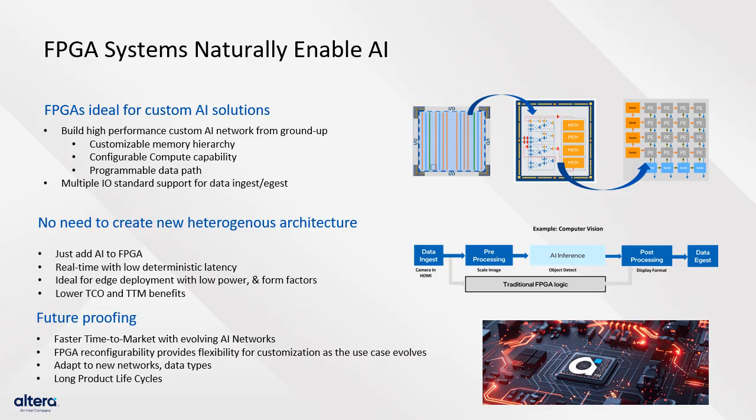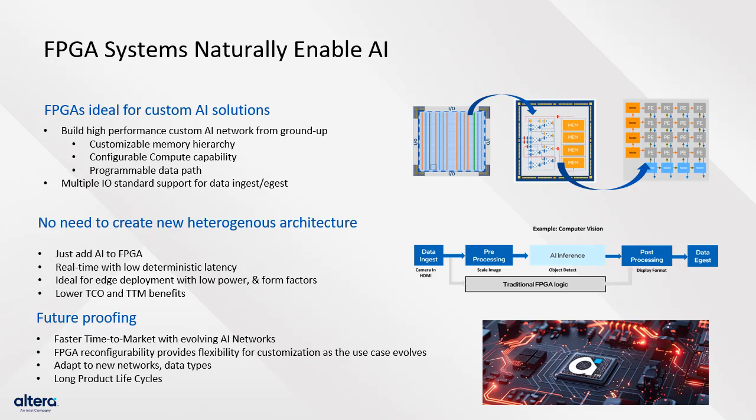FPGA systems naturally enable AI. FPGAs, with their thousands of DSP blocks for compute, offer programmable data path. FPGAs, with their variety of memory hierarchies, offer customizable memory structures. Existing FPGA users who are looking to add AI to solve system-level challenges could take their existing designs and simply add AI inside the FPGA. There is no need to introduce new silicon architectures like GPUs. FPGAs are lower power with smaller form factors than GPUs and will give you great TCO and fast time-to-market benefits.